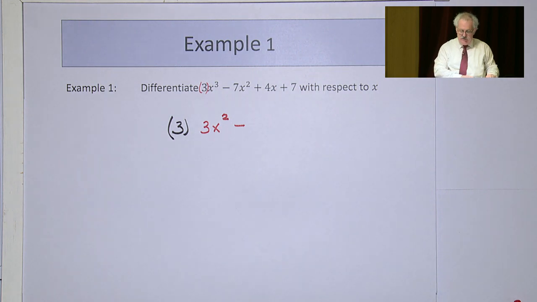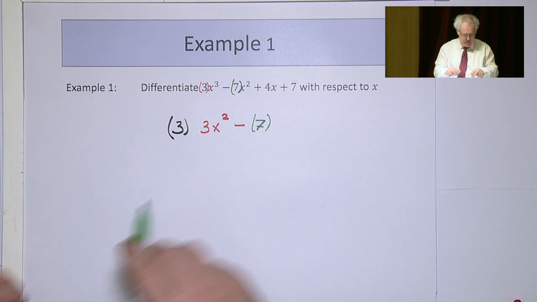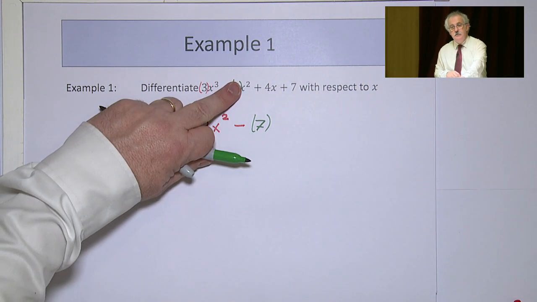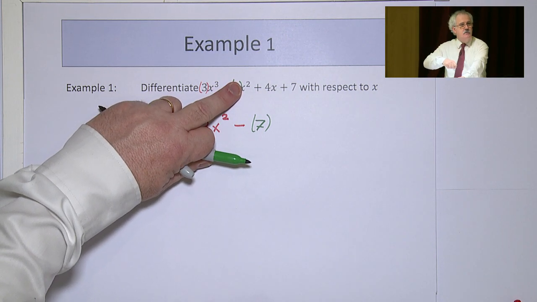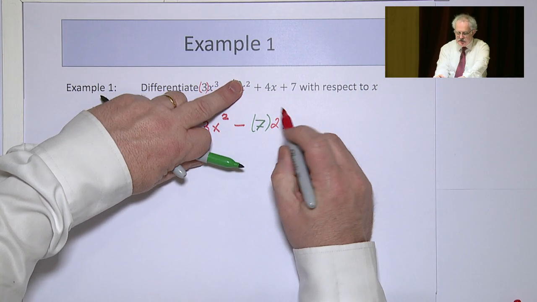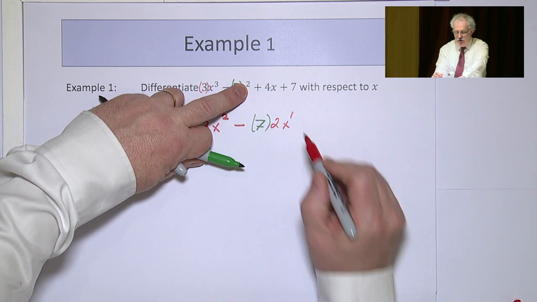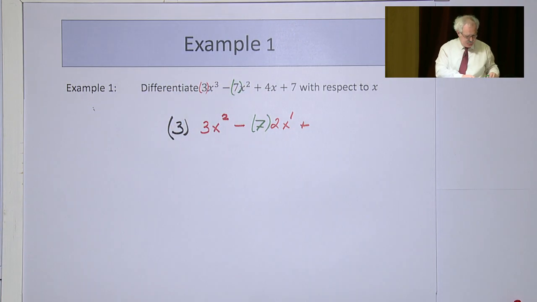Minus the 7. What would happen to the x squared? The 2 would come down, wouldn't it? 2x. What happens to the 2 on the top? 2 minus 1, which is 1, plus 4.